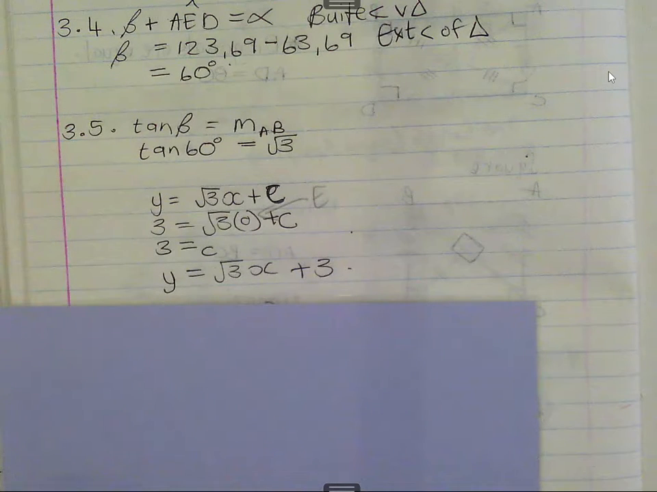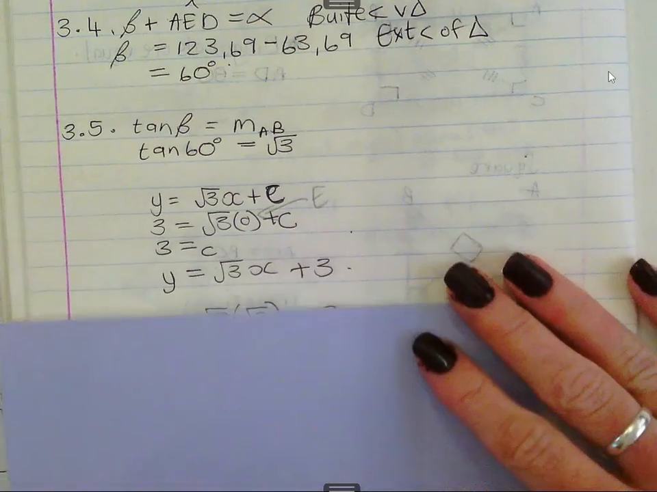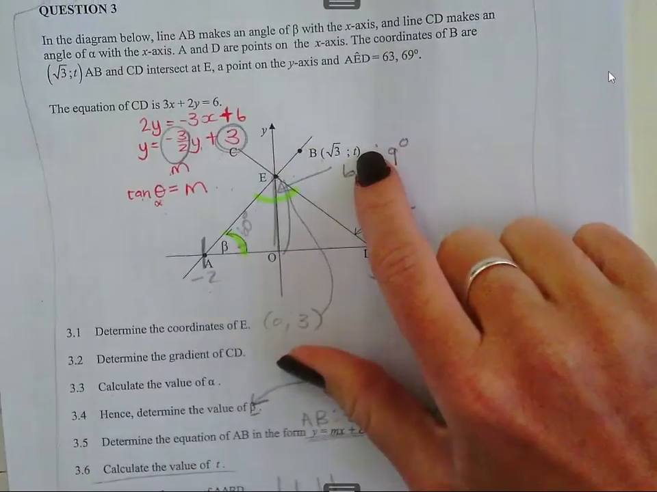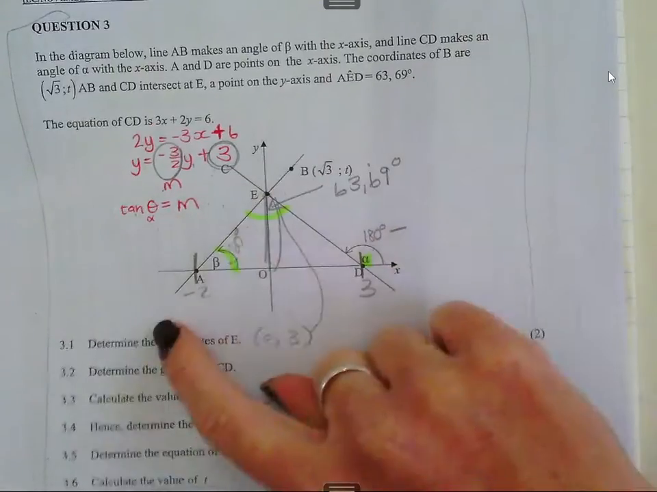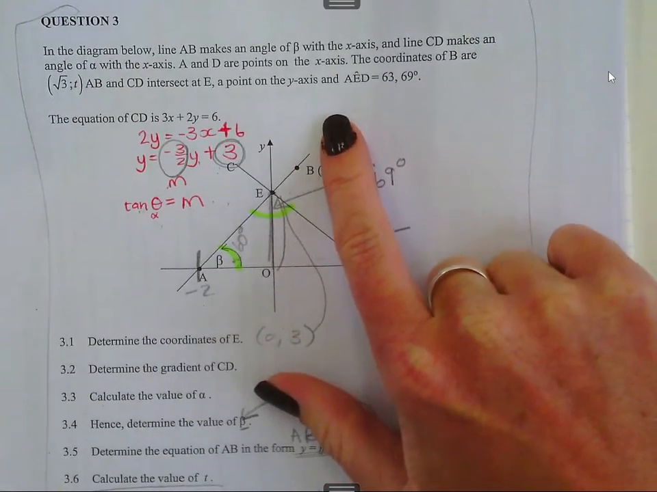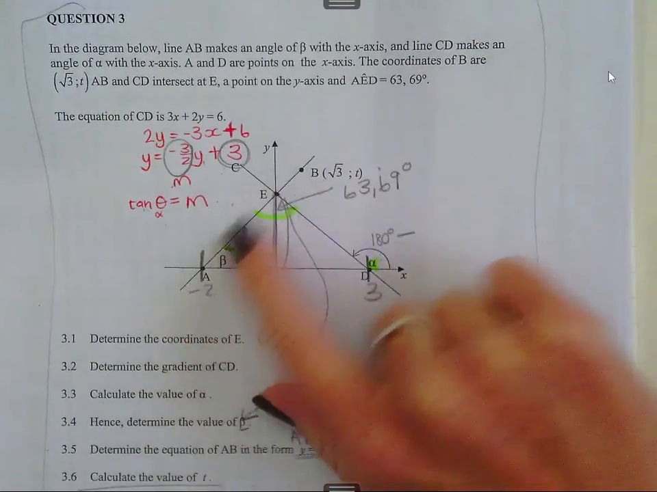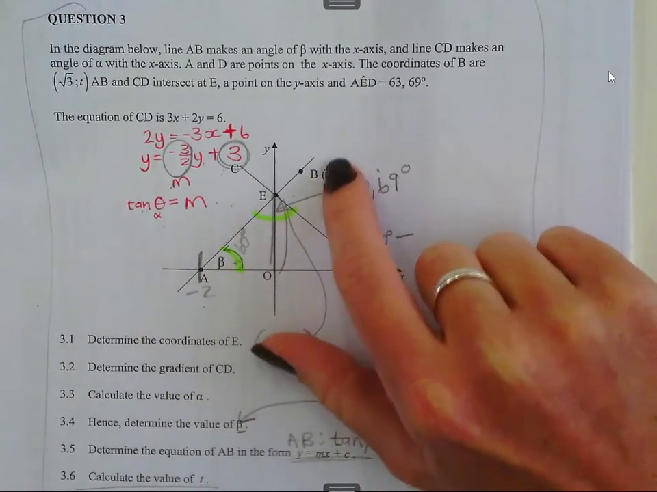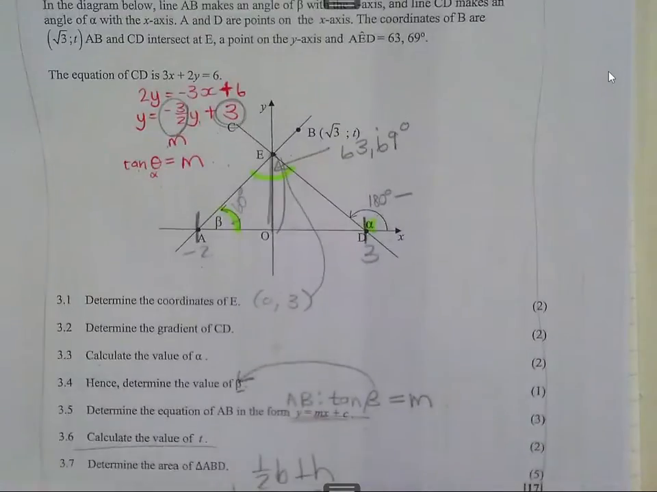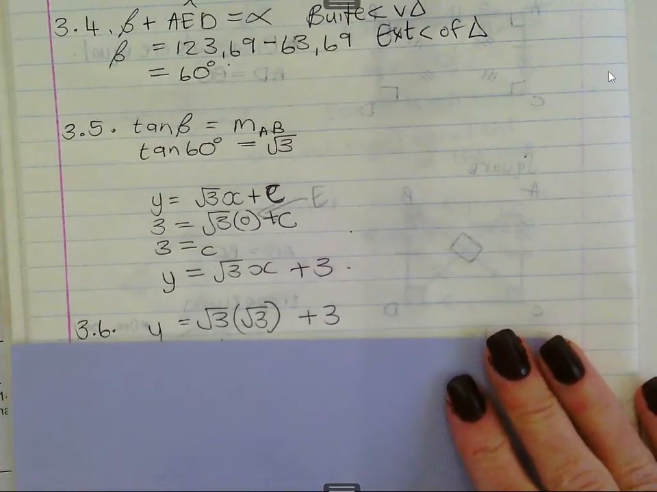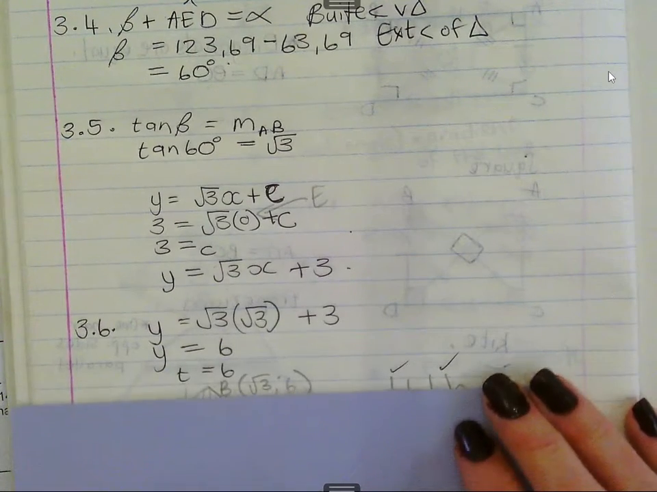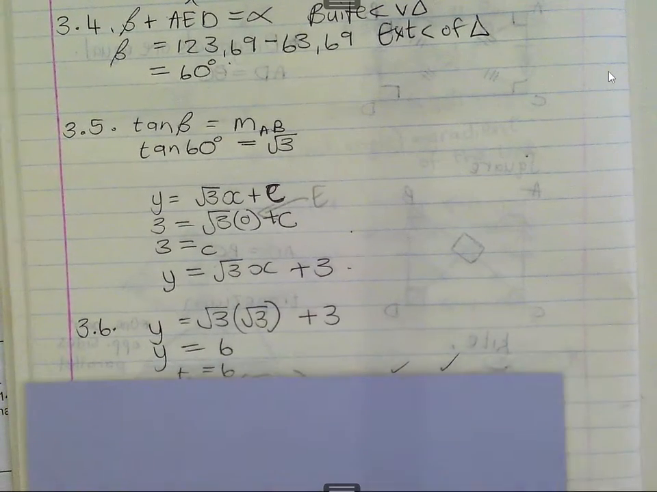Next, you have to calculate the value of t. So t is part of the coordinate of B, so it's on this straight line. All you need to do is take that equation of the straight line that you just found and substitute the x value into it. Then we're going to say root 3 plus 3, and you find your answer to be 6. T is equal to 6.